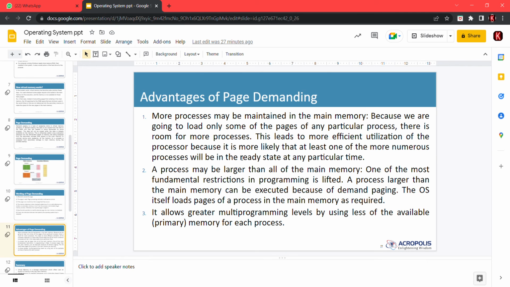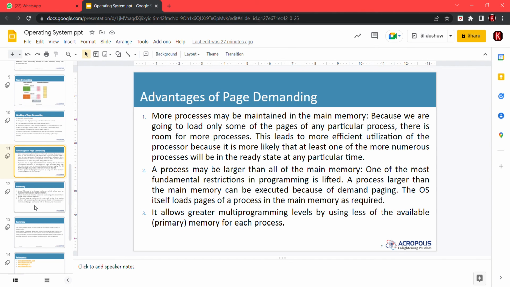Now, advantages of demand paging. First, more processes may be maintained in the main memory. Second, processes may be larger than all of the main memory. Third, it allows greater multiprogramming levels by using less of the available memory for each process.